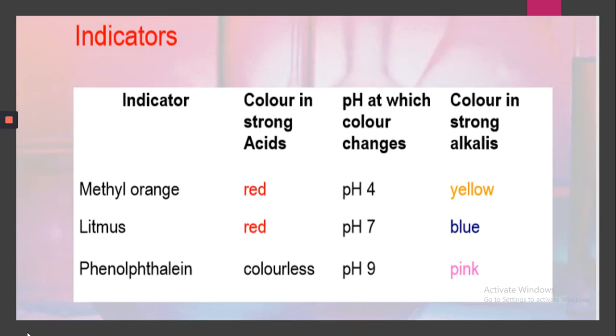Like methyl orange. Methyl orange shows red color with acids and yellow color with alkalis. Litmus shows red color with acids and blue color with alkalis. Same with phenolphthalein. Phenolphthalein becomes colorless with acids and pink with alkalis. Methyl orange and phenolphthalein, these both are known as synthetic indicators.